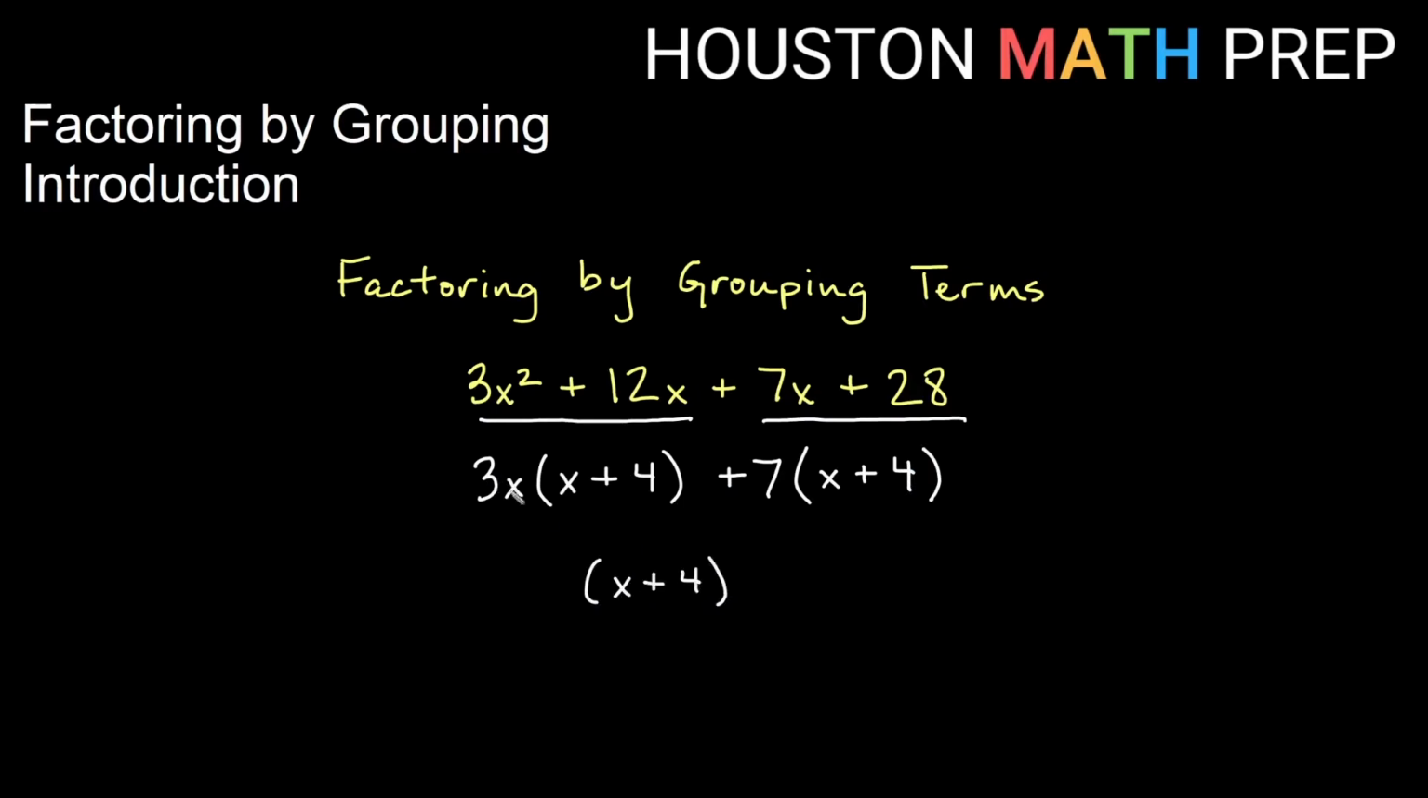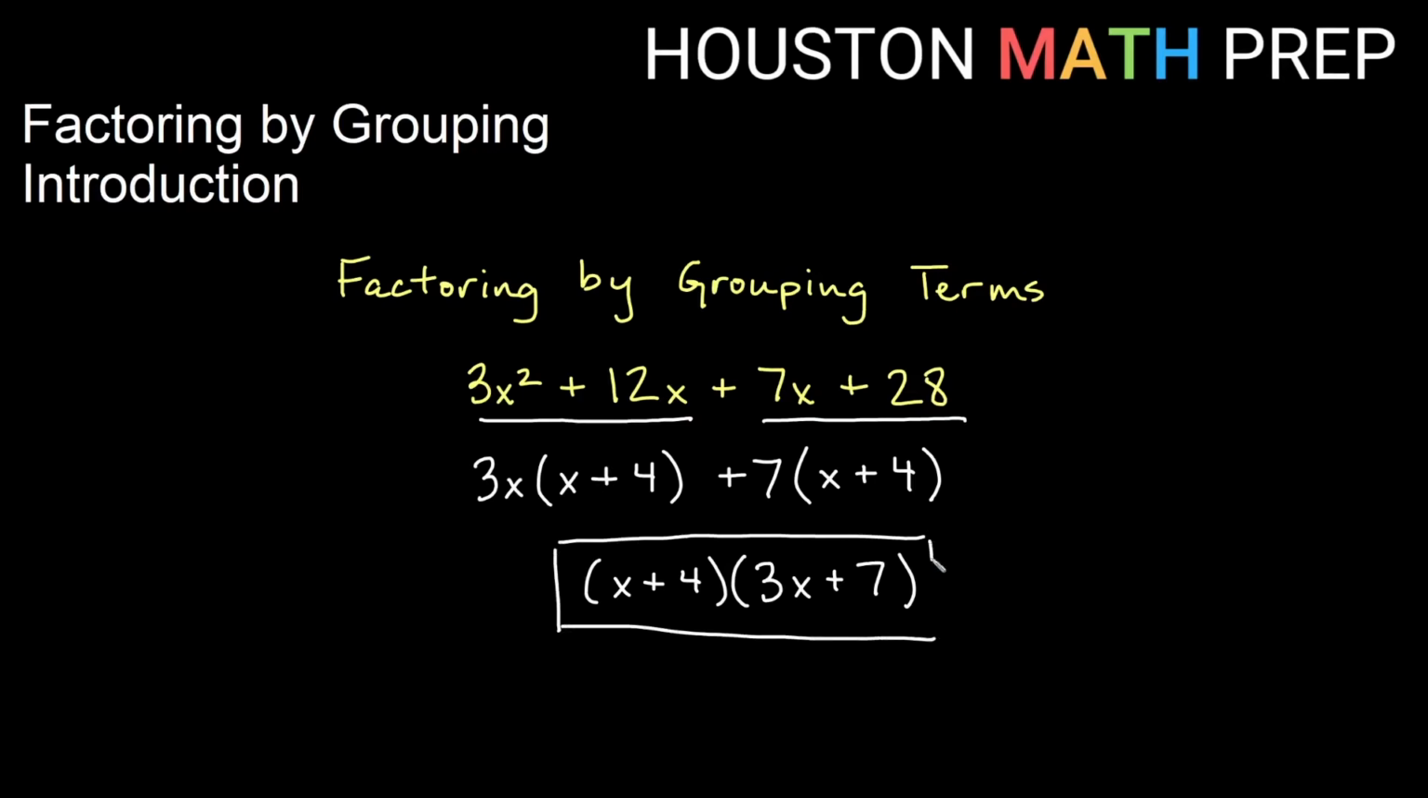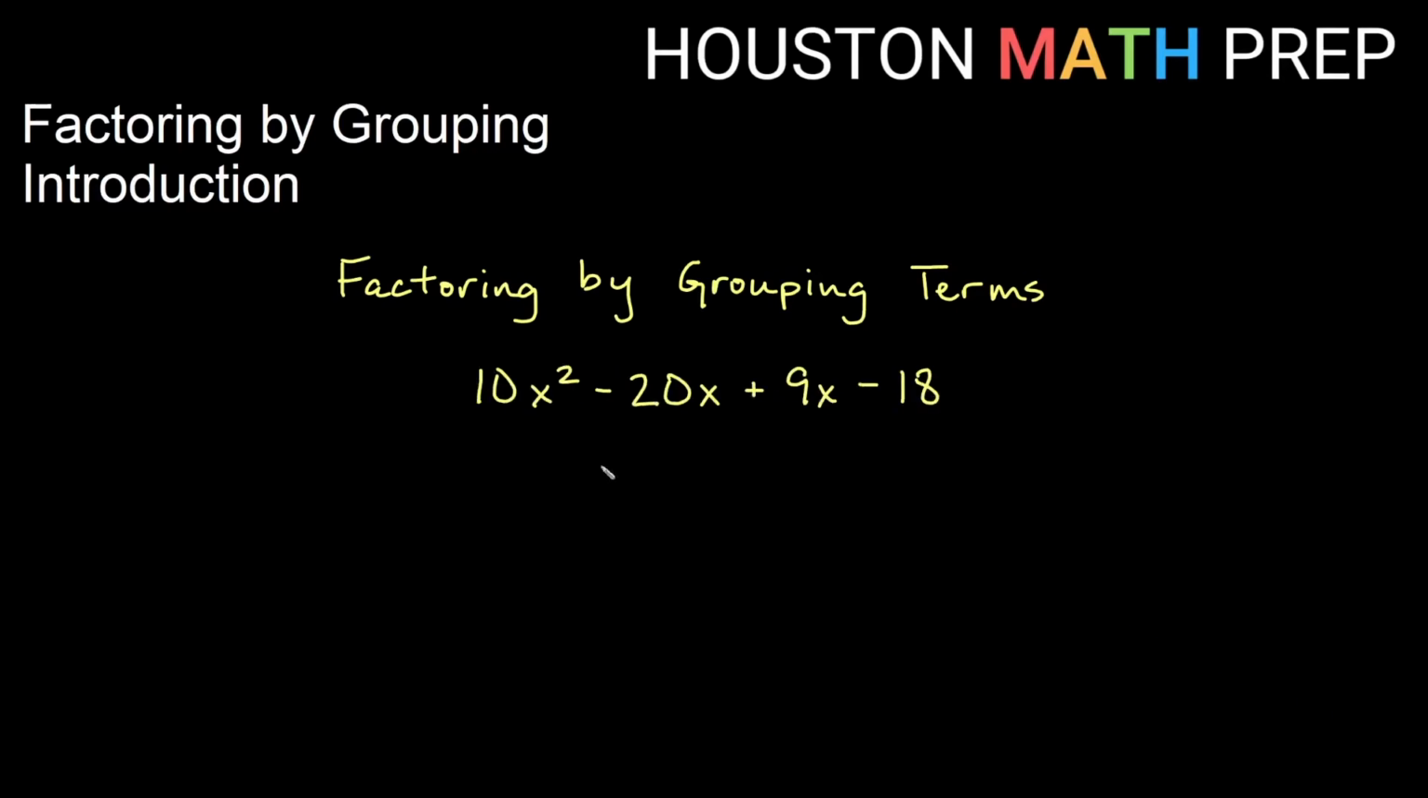Well, we have 3x over here and 7 of them over here. So those outside terms combine and become 3x plus 7 as the other factor. I'm going to do this one more time and talk through the second half just slightly different than the first couple of examples here. So I've got 10x squared minus 20x plus 9x minus 18.